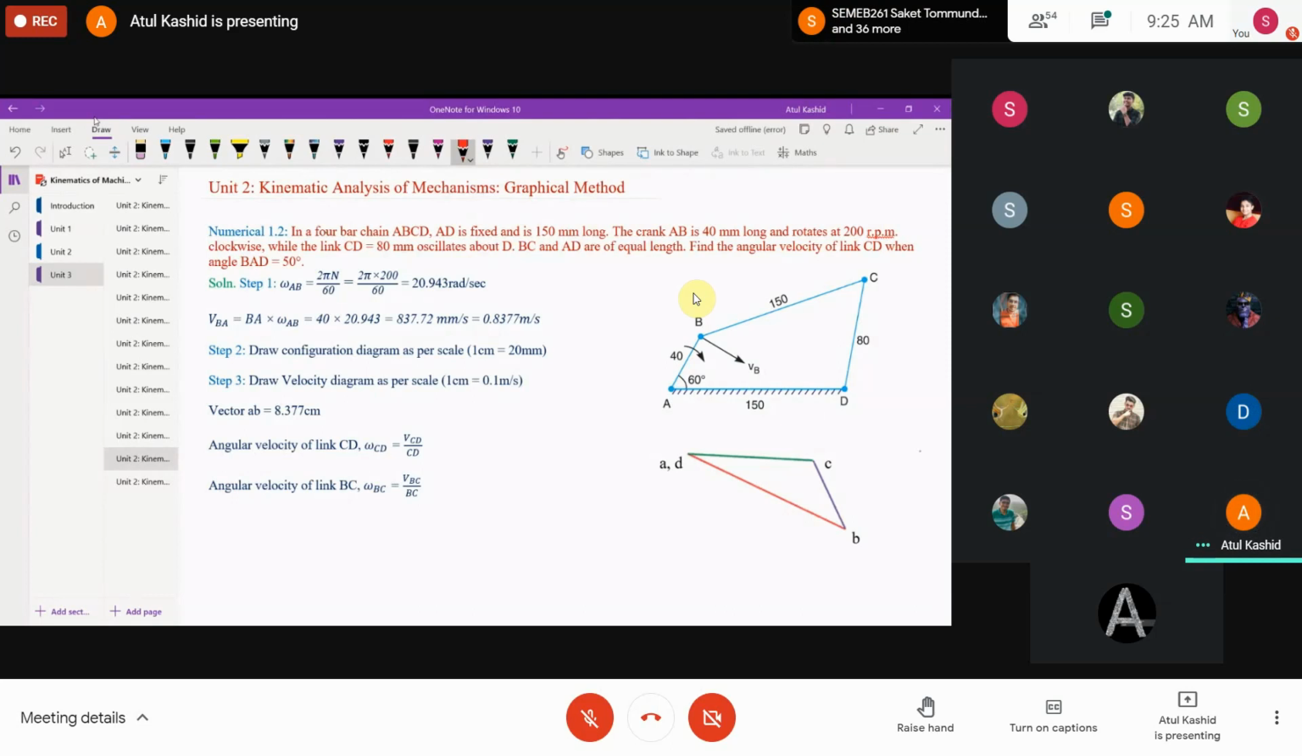Now here, there are two fixed points. One is the point A and second is the point D, right? So these are the fixed points. They are not going to move. And we have two more points, B and C. They are going to move, right? So when this AB link is going to rotate in the clockwise direction, right? This point B is going to move with respect to A, right? This point C is going to move with respect to D, or we can also say that point C is moving with respect to A and D, right?